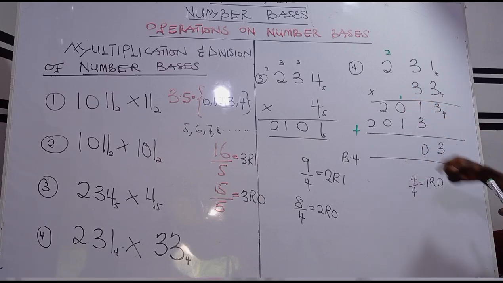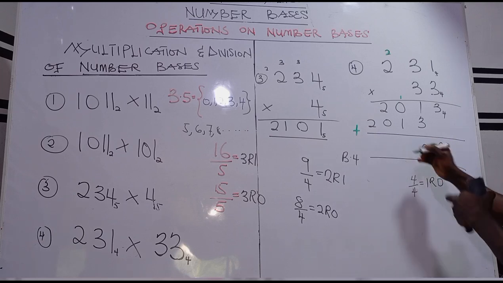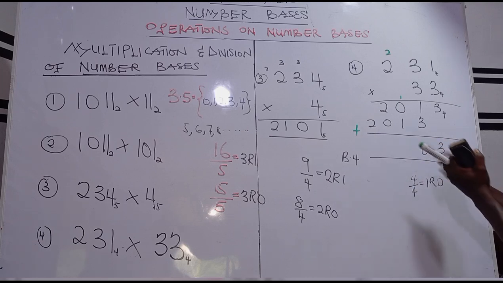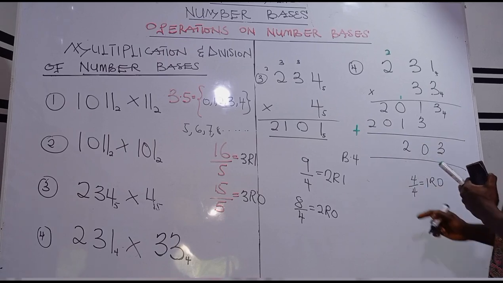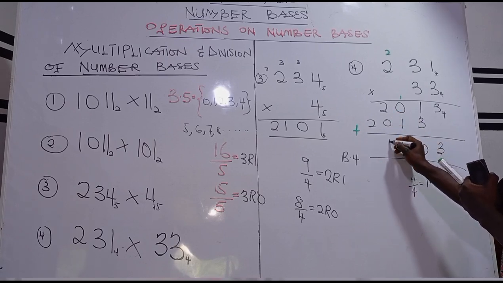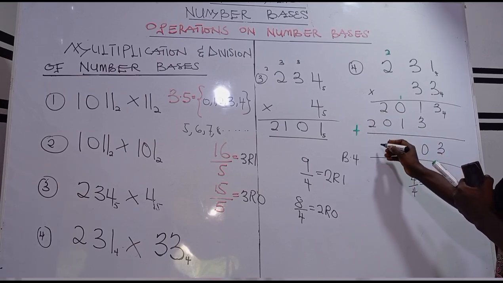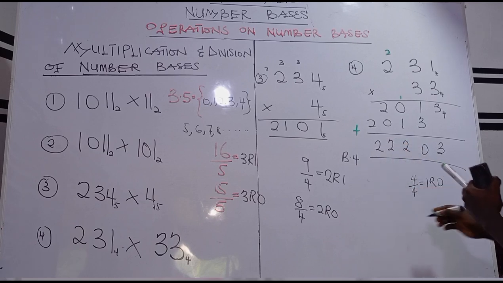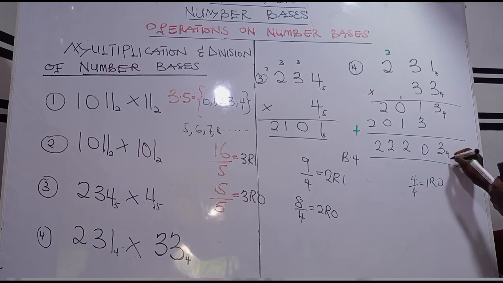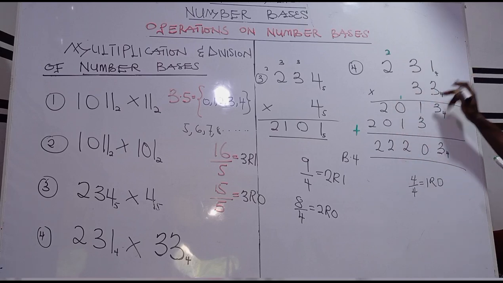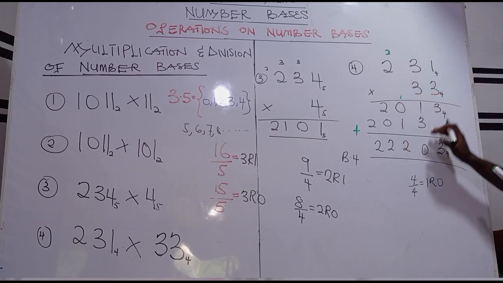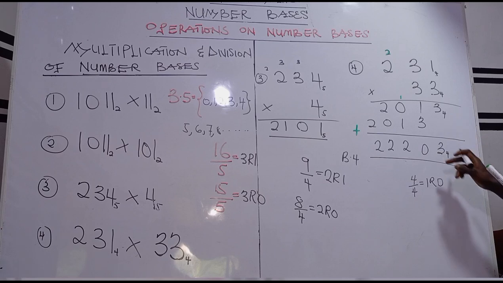1 plus 0 plus 1 will give us 2. So we have our 2 here. We are working in base 4. 2 plus 0 will give us 2. 0 plus 2 will give us 2. And then we have our base assigned to it. So 2, 3, 1 multiplying 3, 3 base 4 gives us 2, 2, 2, 0, 3 base 4. I guess you had this very answer. Good.